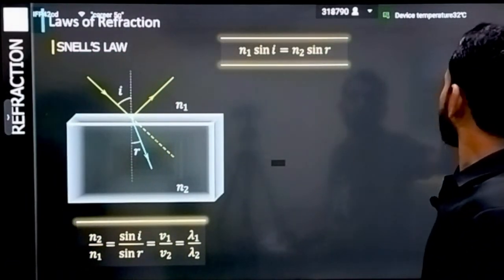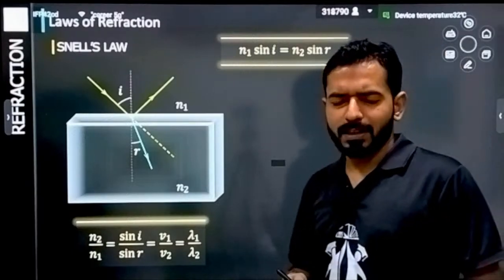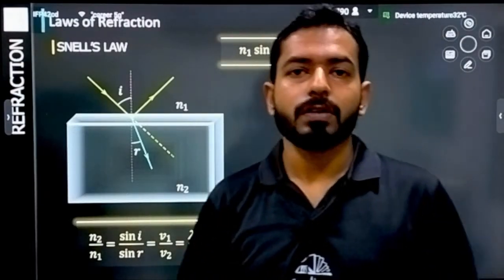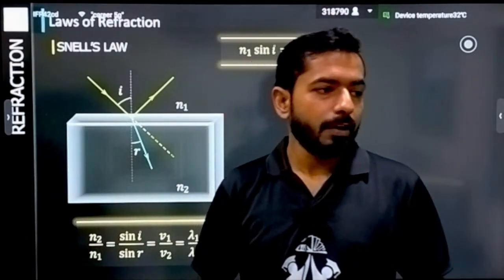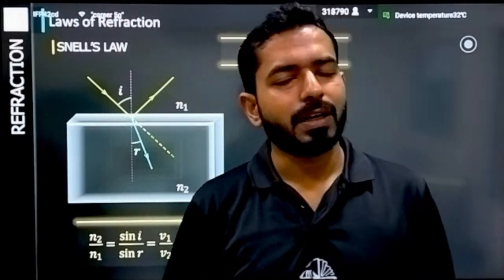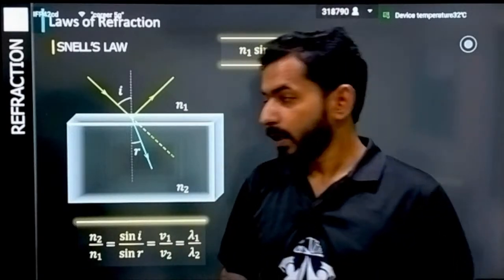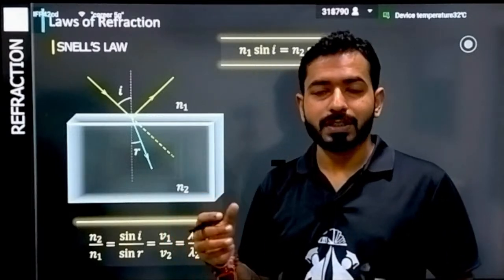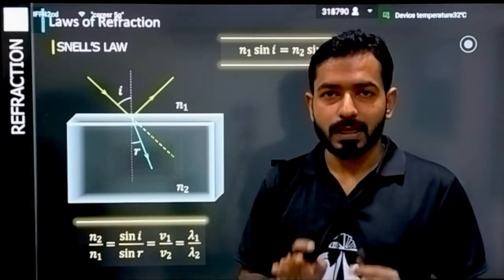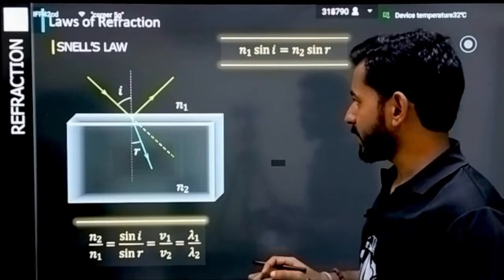Now, laws of refraction. First law and the most important law, that is Snell's law. You should be very, very clear about Snell's law. If you are clear about Snell's law, you can easily understand the complete refraction, because every place you have to apply Snell's law. Whatever derivations we are going to understand are completely derived from only Snell's law. Every single thing. So let's understand what Snell's law is.